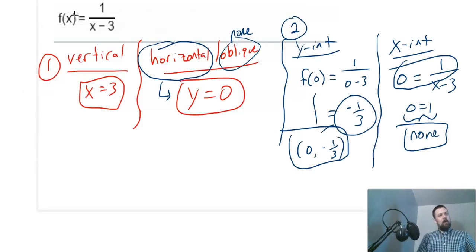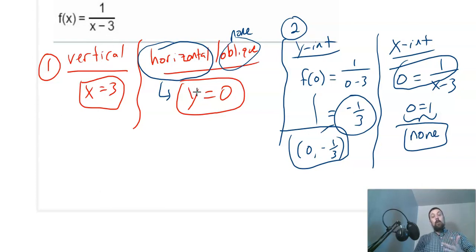Okay, so this example went pretty quickly. So the vertical asymptote, you can probably tell by just looking at the equation, what's going to make the denominator equal 0 is a 3. That's what x is not allowed to equal. That will be our vertical asymptote. So there's only one this time at x equals 3. I get that from the denominator.